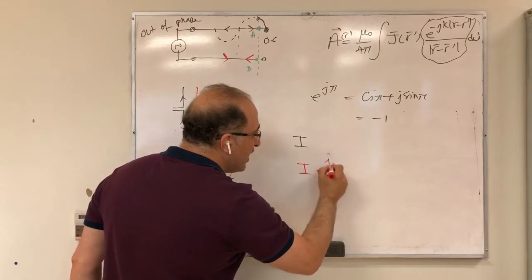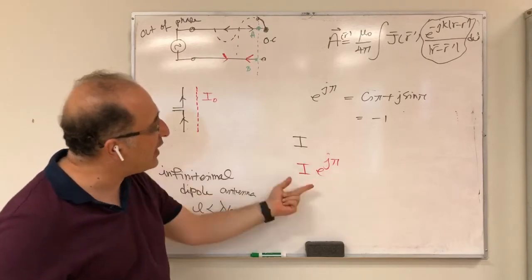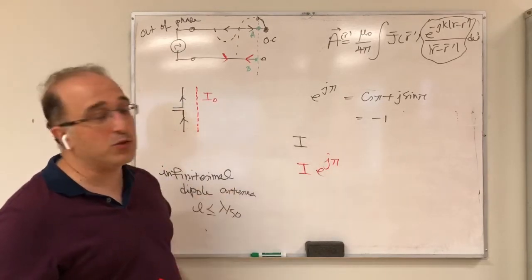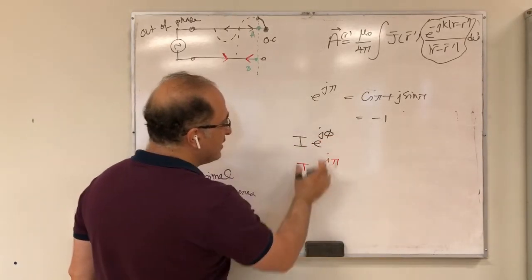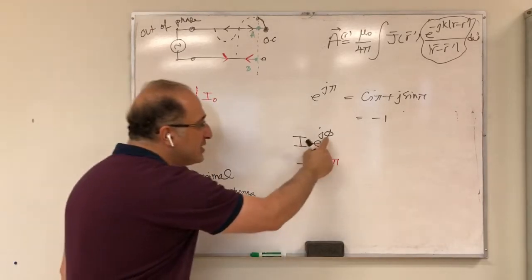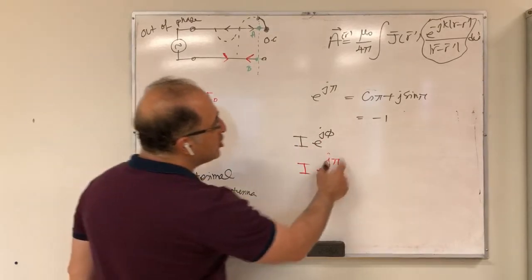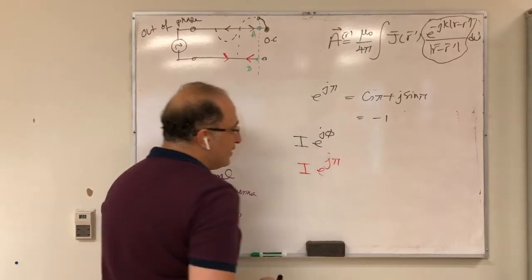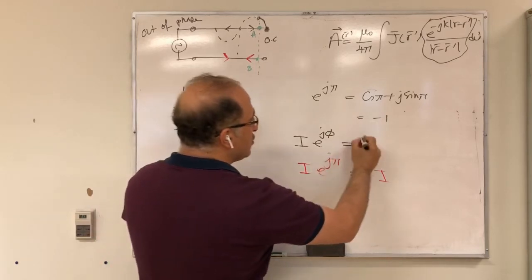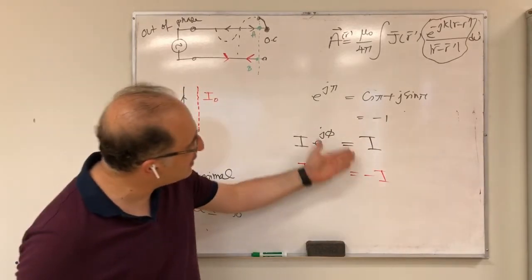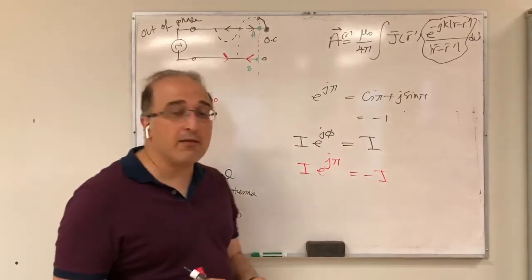So e to the power of jφ, and the phase is π. If this current is I, this current would be I e^{jπ}, and that's my phase difference between these two currents. You can think of I as I e^{j0}, and this is I e^{jπ}. Remember, e^{j0} is 1. Because e^{jπ} is -1, this becomes -I, and of course e^{j0} is 1, so this is I. Now, this is exactly what we have in circuit theory, I and minus I. And this minus takes care of the direction for us.